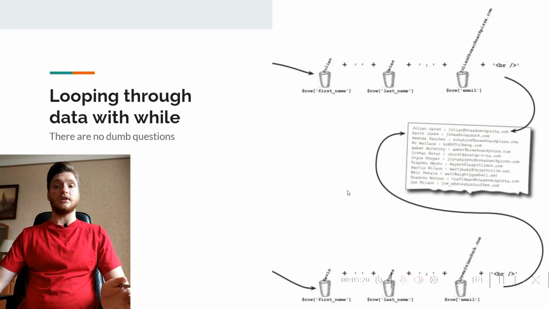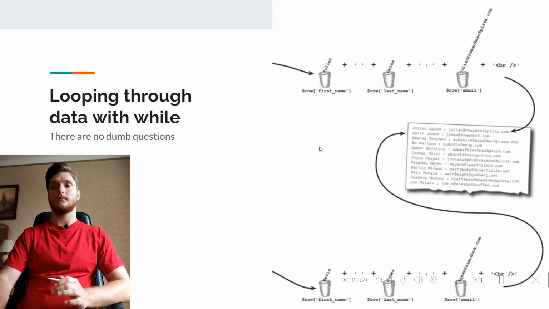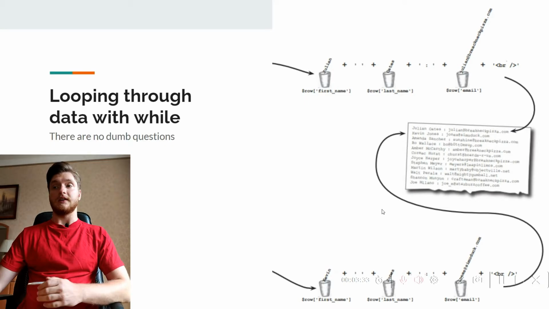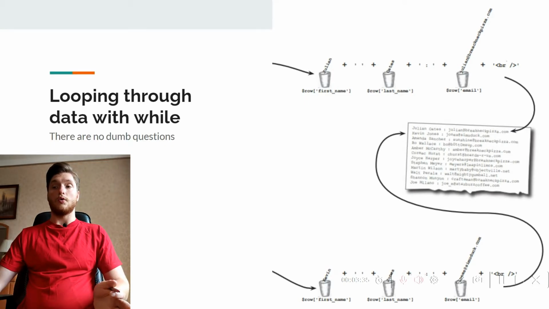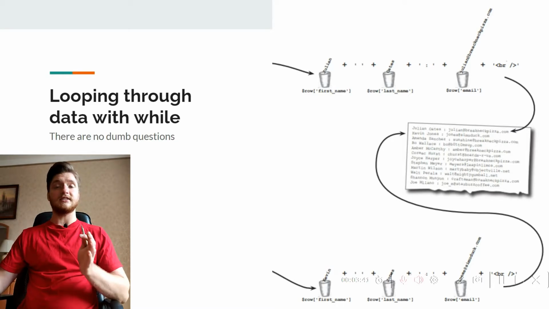We don't actually use the plus sign to add strings together, we use the dot operator. Each time through the loop, the value stored in the $row array changes to reflect the current row of data. Column names are used to access the values in the array.